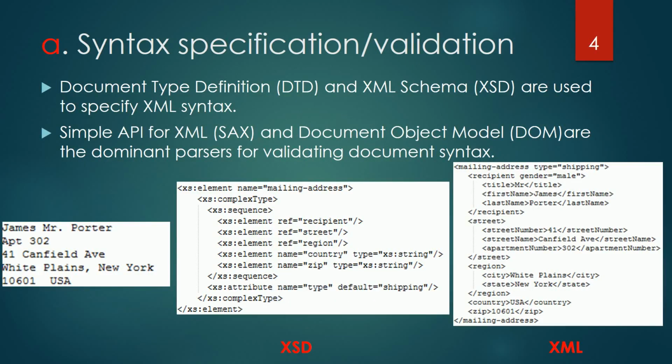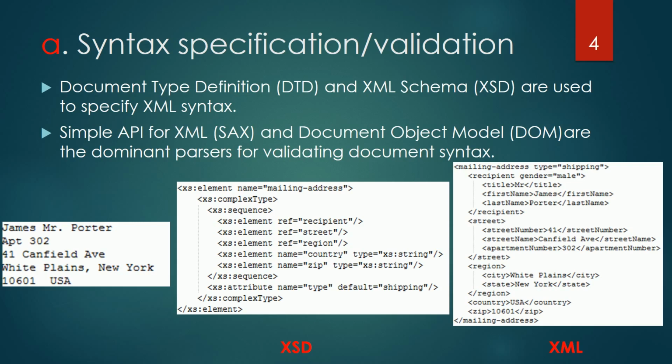Let's look at the syntax validation first. The document type definition and XML schema are used to specify XML syntax. They define the syntax and the data types that all of its XML instance documents must conform to. XML data will be generated in accordance with their DTD or XSD definition. The Simple API for XML (SAX) and the Document Object Model (DOM) are the dominant tools for validating document syntax. They can be used to find out whether the XML instance document is well and correctly formed.